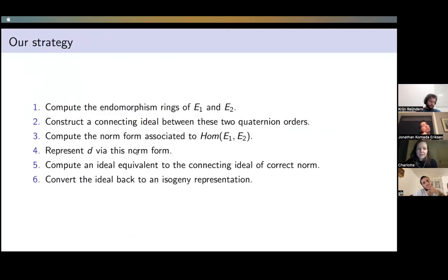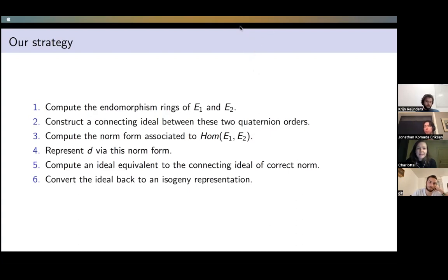Right. So let's move on to the way we approach this problem. Recall again, we have two supersingular elliptic curves, E1 and E2, defined over F_p squared. And we're given a positive integer D, and we want to find a degree D isogeny between E1 and E2.